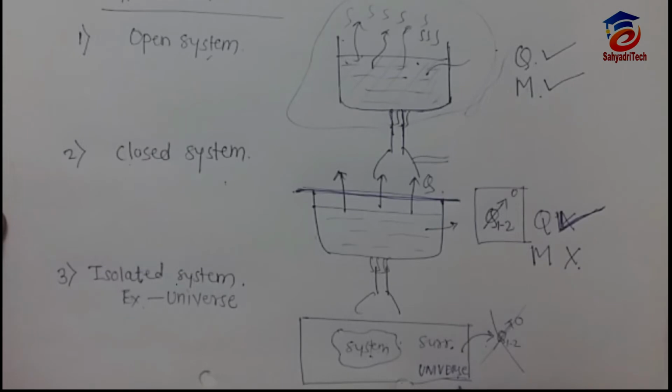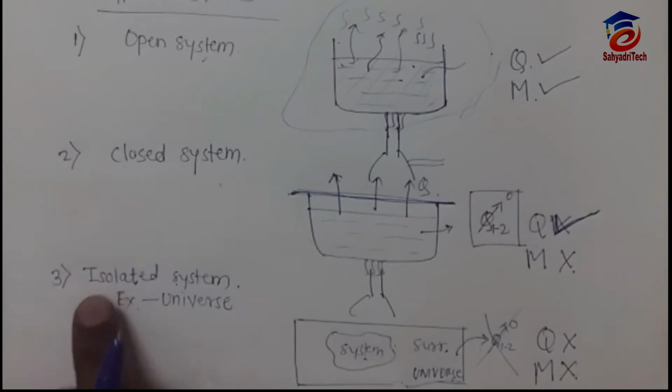We cannot transfer Q, we cannot transfer mass from outside the universe. So we can say the universe is nothing but an isolated system. So what is our definition? We cannot transfer Q, that is heat. We cannot transfer matter or mass from the system, from the universe, or from an isolated system. So that is what the universe is, what an isolated system is.